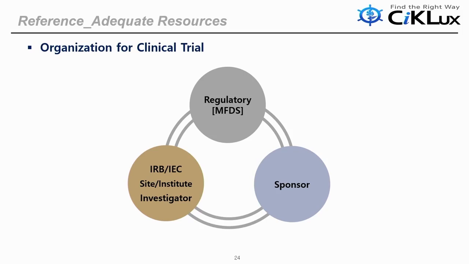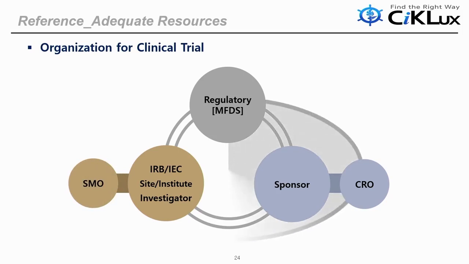So, along with the changes or revisions in the guideline, you can see that for clinical trials, we do have the regulatory body, IRB, IEC, and sponsor. So far, we had support from the CRO for the sponsors. These are the participants in the clinical trials. But you can see some imbalance in this structure. See, only the sponsor has the support from the CRO.